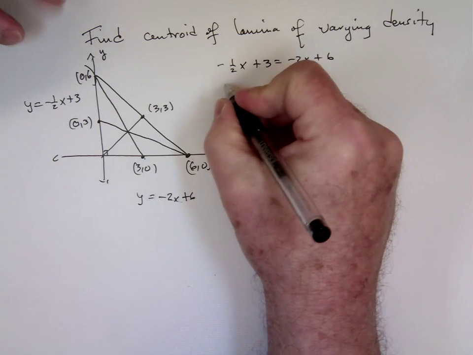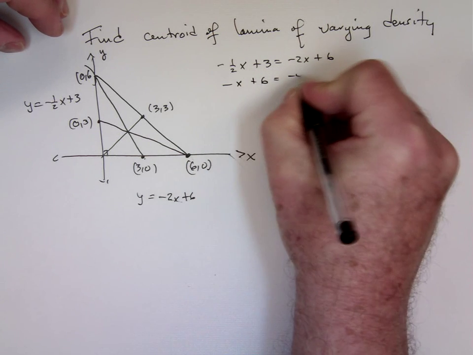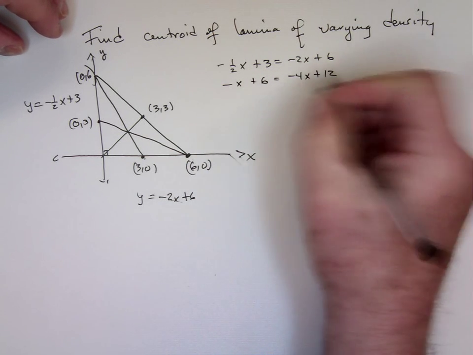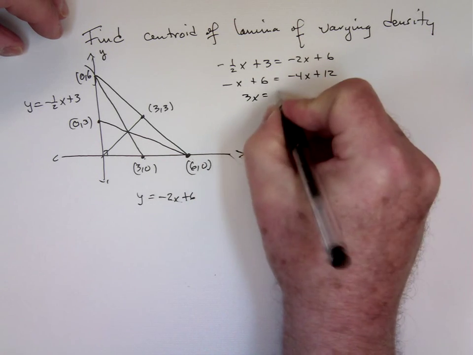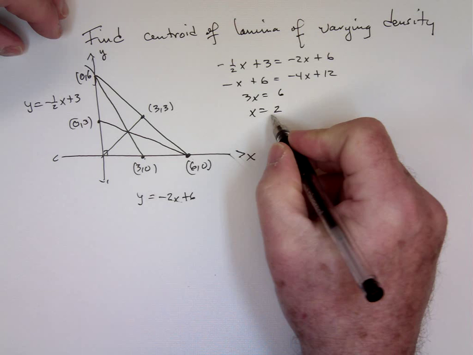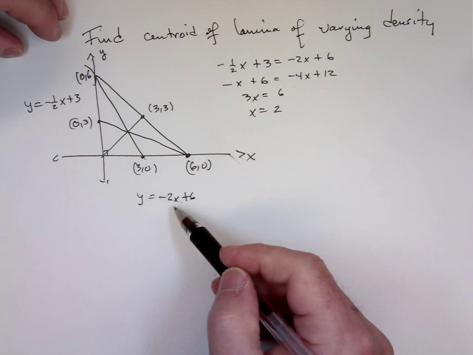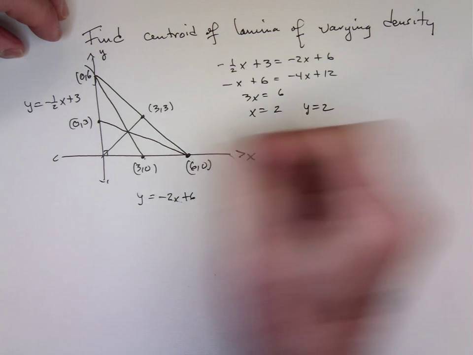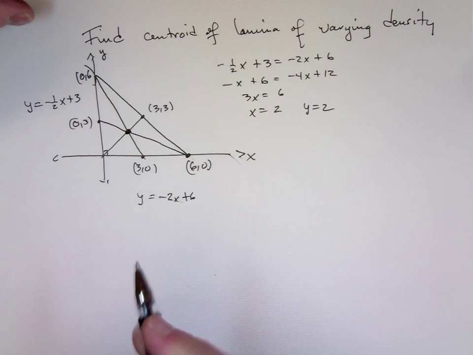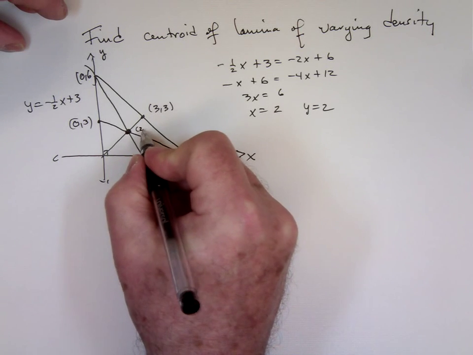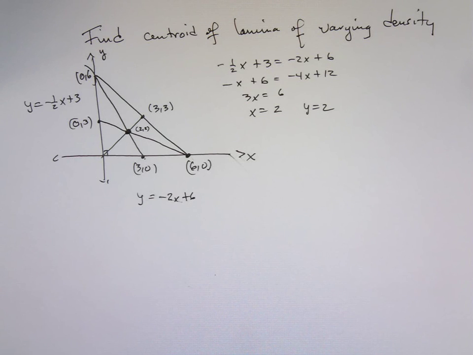Multiply by 2, I guess. Okay. 3x is equal to 6, x equals 2. If x is equal to 2, take either one of these two lines, find when x is 2, y is 2. We get this point (2, 2), right here. All right, hopefully I did that right. That is the centroid of that triangular region, (2, 2). That's where it would balance on the head of a pin.